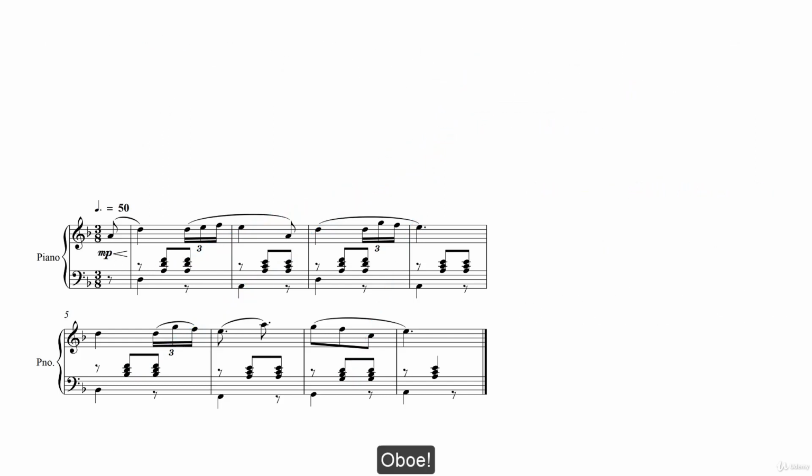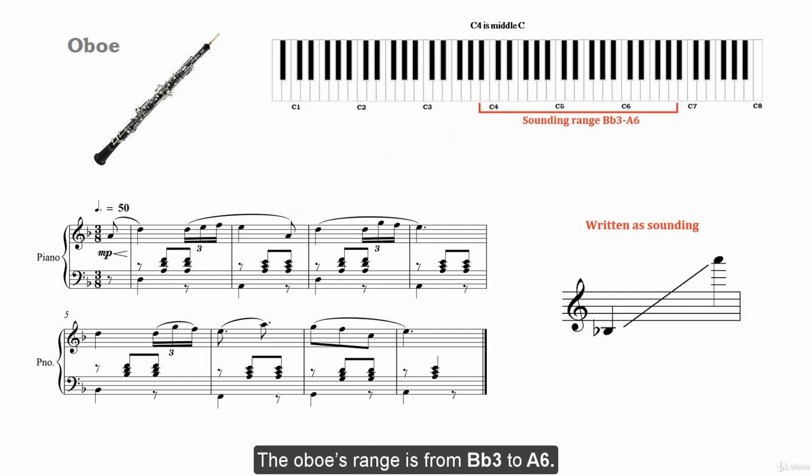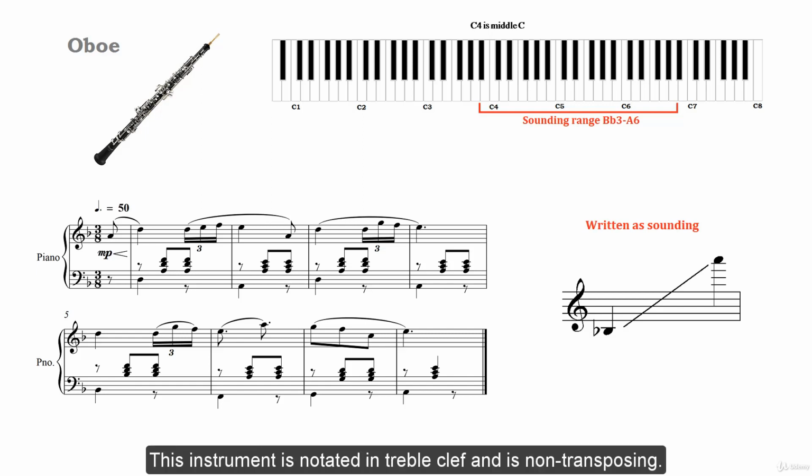Oboe. The oboe's range is from B flat 3 to A6. This instrument is notated in treble clef and is a non-transposing instrument.